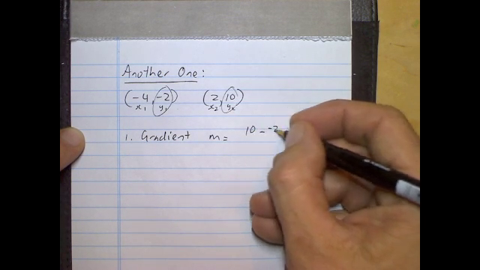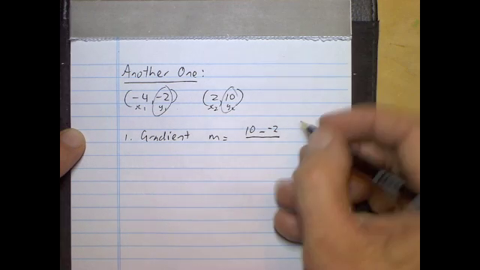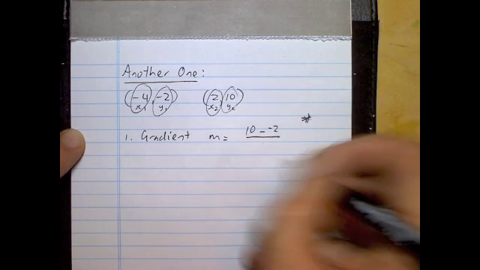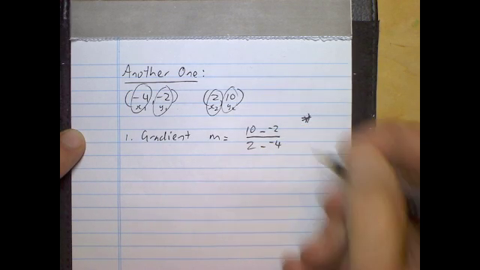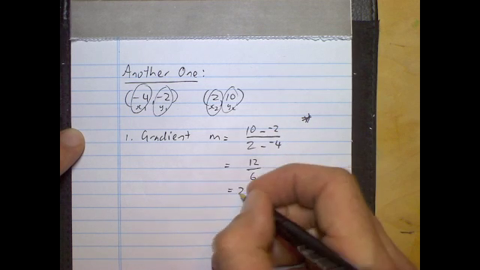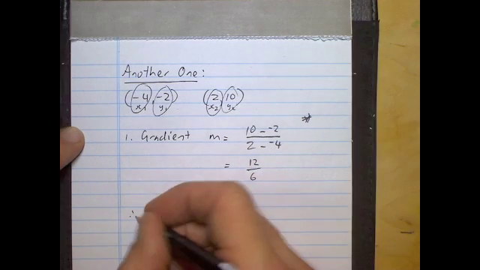Now this is a difficult one because sometimes we forget to put the negative with the 2 as well. So notice it's 10 take -2. Now let's do the same at the bottom. 2 subtract away -4. With 2 negatives there, subtracting away a negative becomes a positive. So we get 12 over 6, which equals 2.